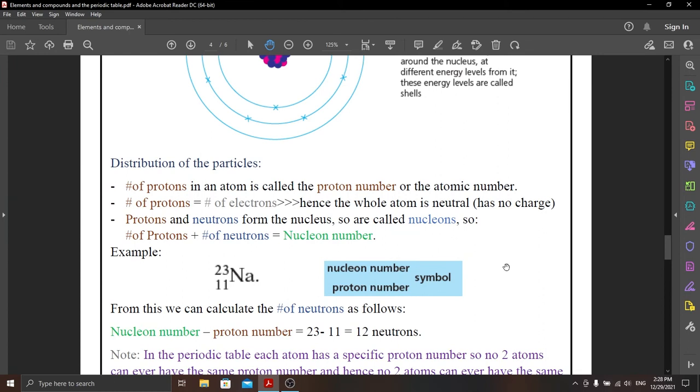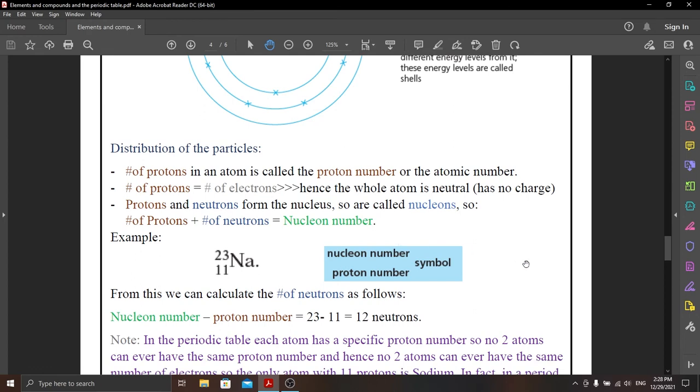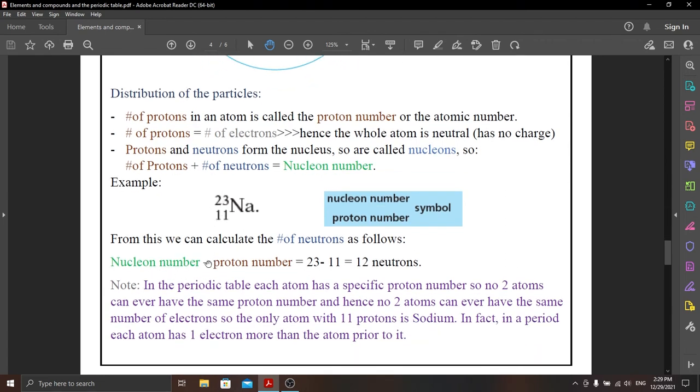Protons and neutrons form the nucleus, so they are called nucleons. The number of protons plus the number of neutrons equals the nucleon number. From the symbol of an atom, we can tell its nucleon number and its proton number, because elements in the periodic table are written like this. Here, that's the symbol of an element, sodium, natrium, as mentioned before. We have 23 here, that's the nucleon number, which is the sum of the protons and neutrons. And we have the proton number here, which is 11. So we can calculate the number of neutrons. We get the nucleon number, 23, minus the proton number, 11. That gives us the number of neutrons, 12.